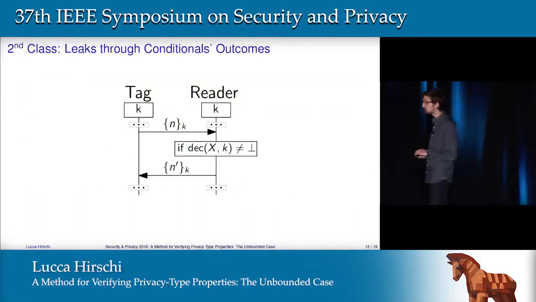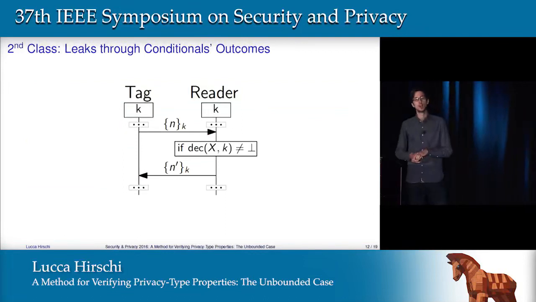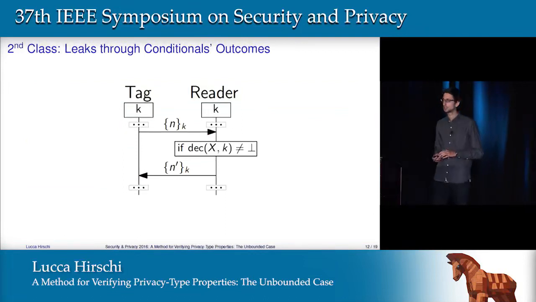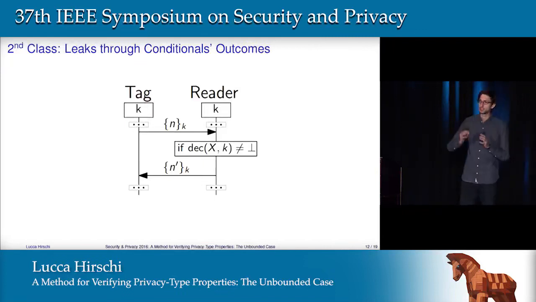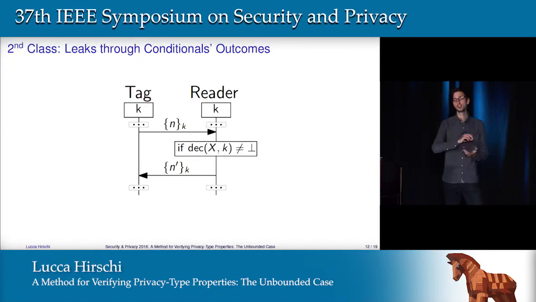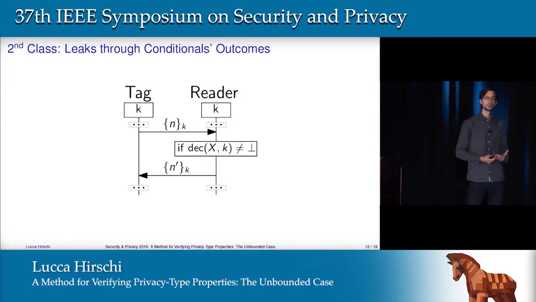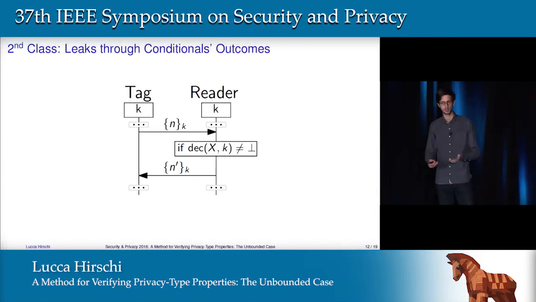But still, this is not sufficient. There is another class of attacks when there are leaks through conditional outcomes. And again, I will explain this with an example. We still have a tag and a reader sharing a key K. There is a fourth part of the protocol that is not important. And at some point, the tag is going to send the encryption of a fresh nonce n with the key K. Then the reader is going to check if the message he has received is really a ciphertext with the key K. So he will apply the decryption function and test if he obtains a real message.